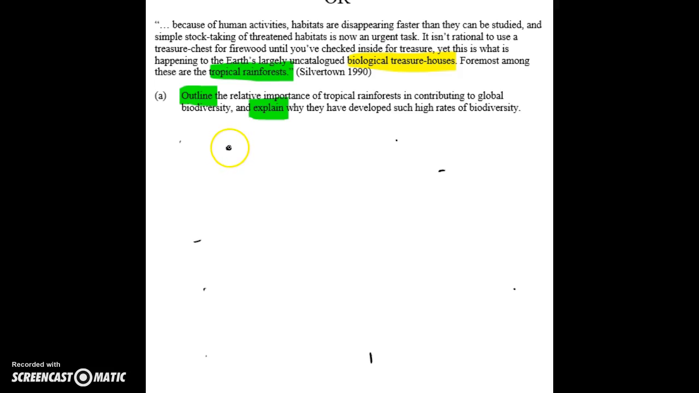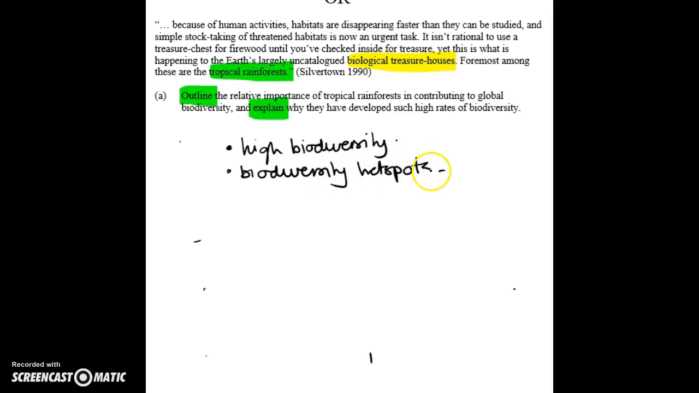So the relative importance, they have very high biodiversity, and we might mention biodiversity hotspots, which are areas of the planet where biodiversity is high, but perhaps also threatened. So why is the biodiversity so high in a tropical rainforest?